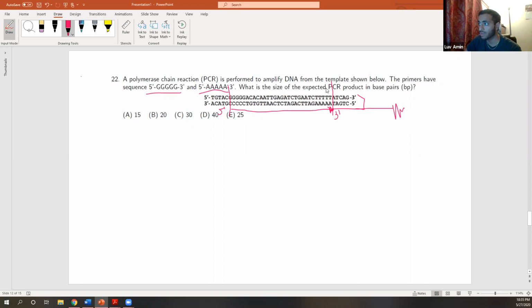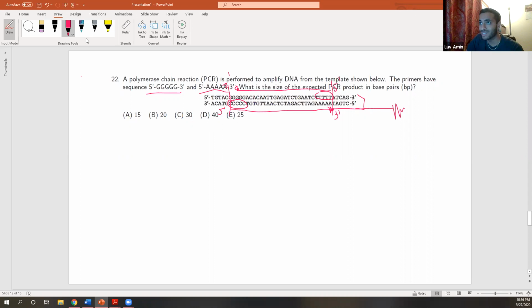And this one will take it from, so this is the 5' end, and now this is the 3' end, right? And this one takes it this way. So basically, you send primers on each end of the sequence you want to amplify. In this case, we have G, so you know that that's going to bind to C. And you know that our other primer is A, so you know that that's going to bind to T.